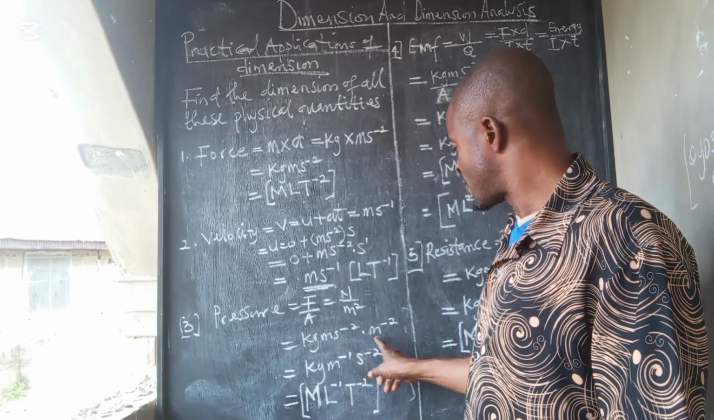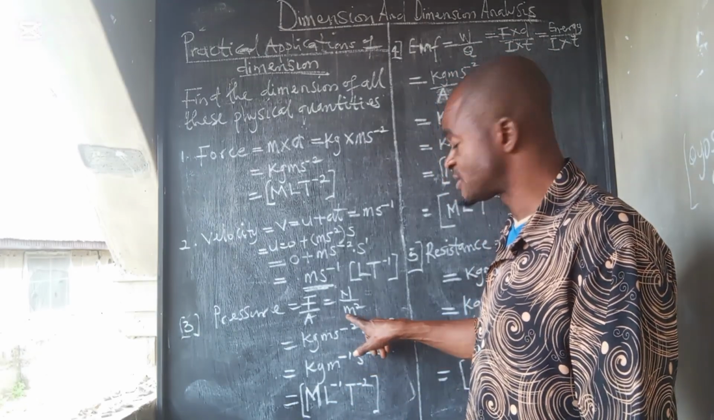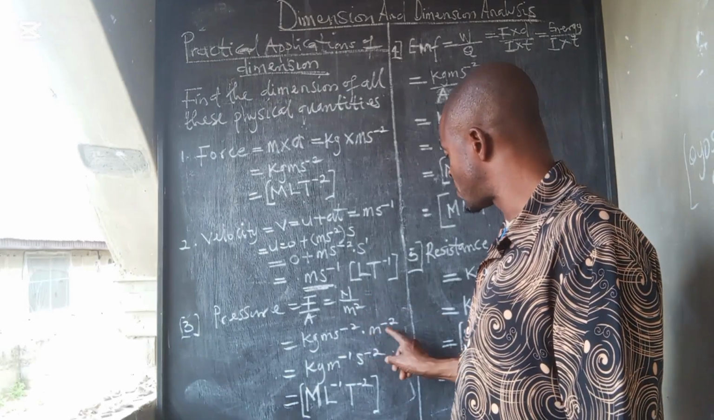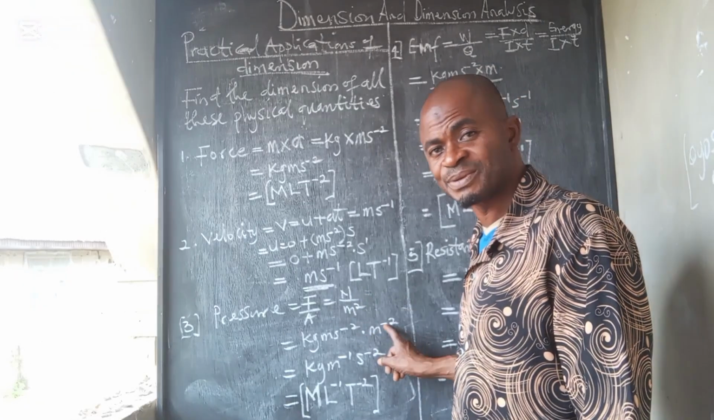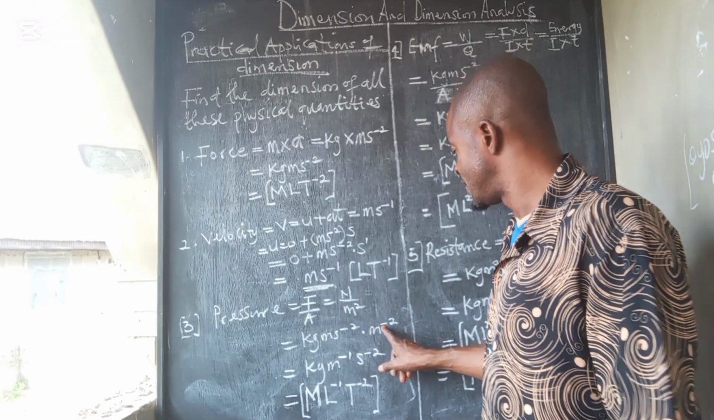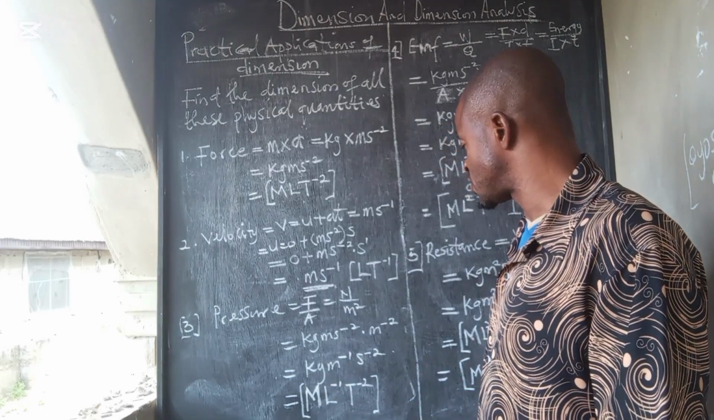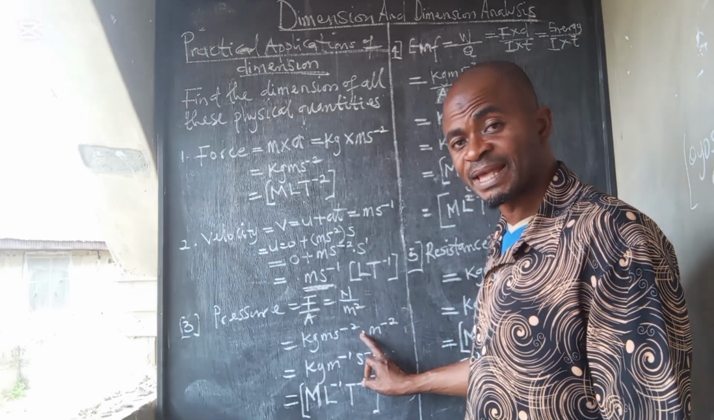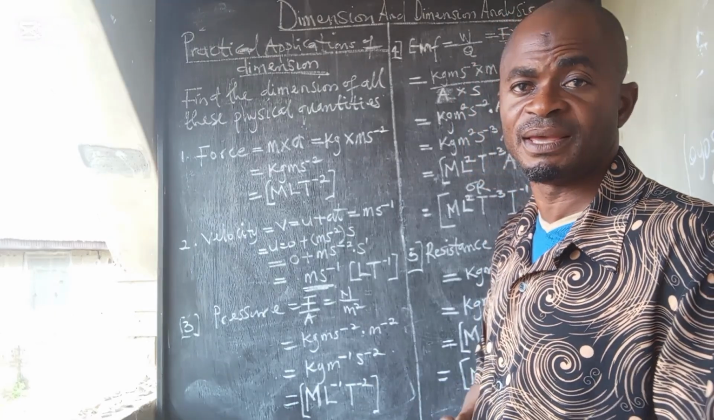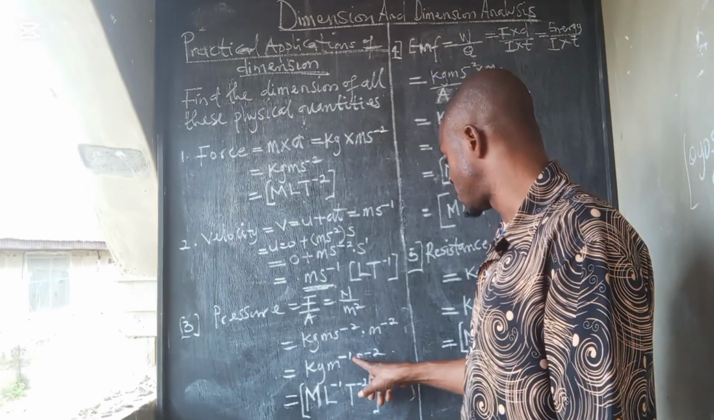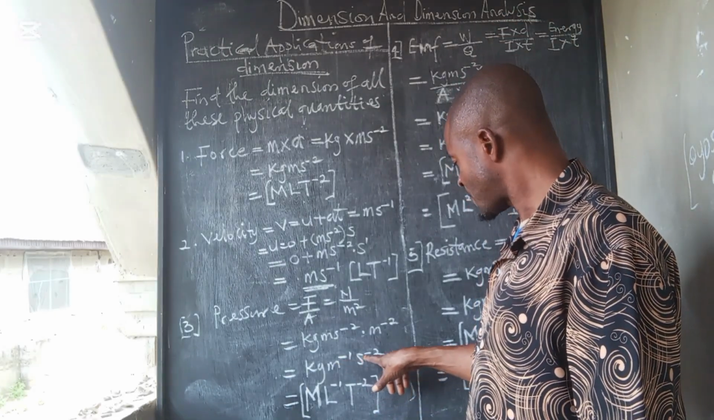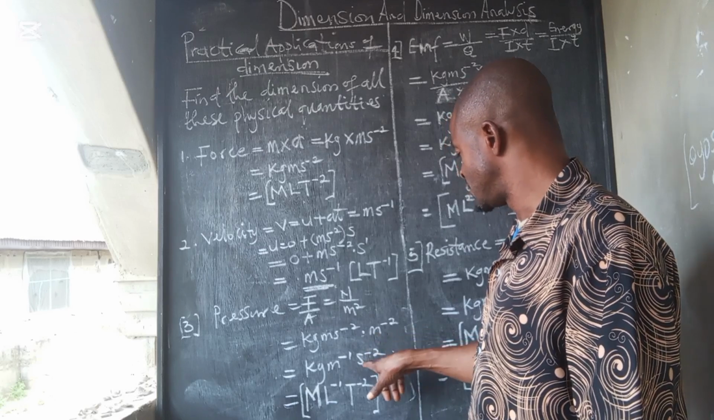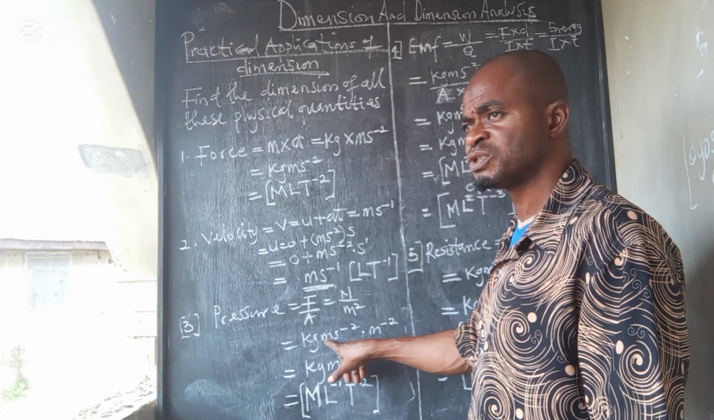Then don't forget, according to the law of indices, this is under, so whenever it comes up, it is going to attract a minus. That is why the minus is here. Then when you multiply it together, you have kg here. This point here means multiplication. At the end of the day, you have 1 m, which is positive.